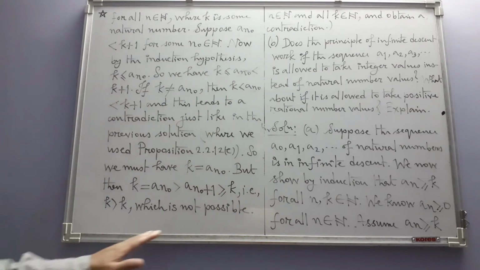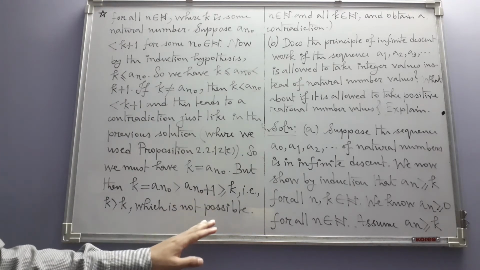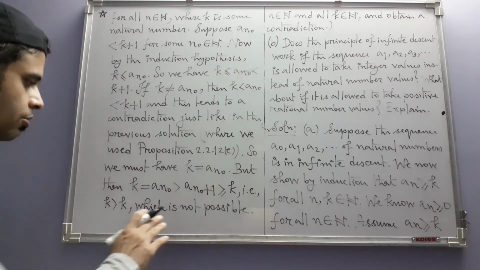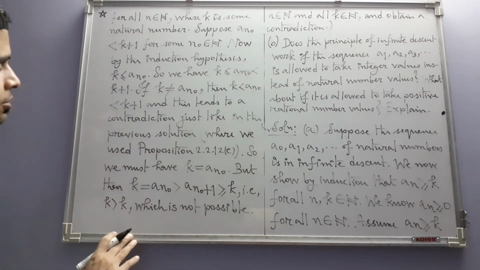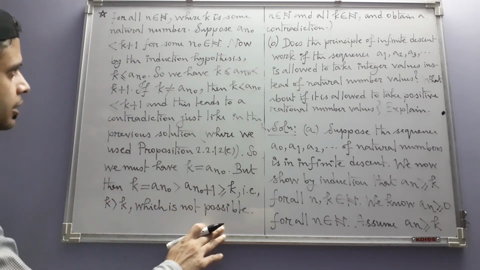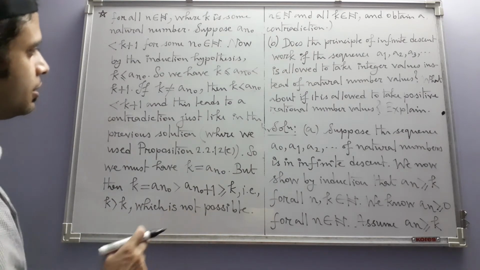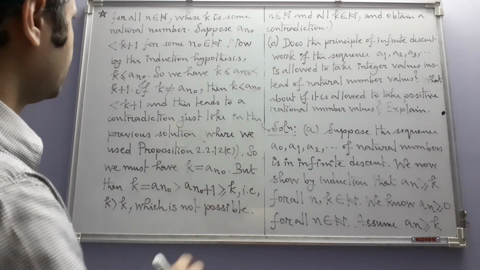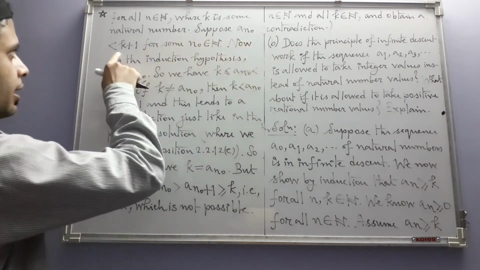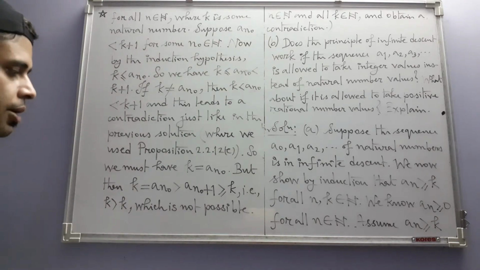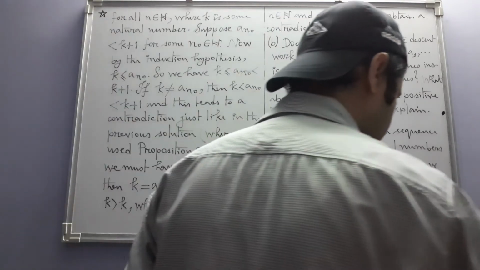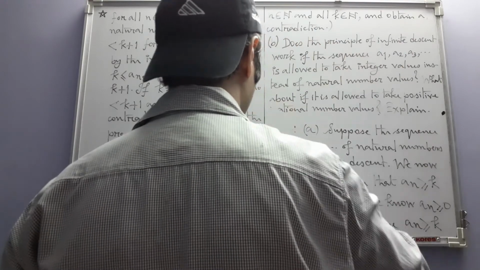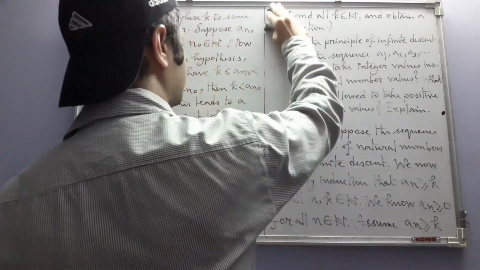So again we have come to a conclusion which is not possible. So why are these wrong things arising? They are arising from our supposition that a_n0 is less than k plus 1, which is thus false. It cannot be true.